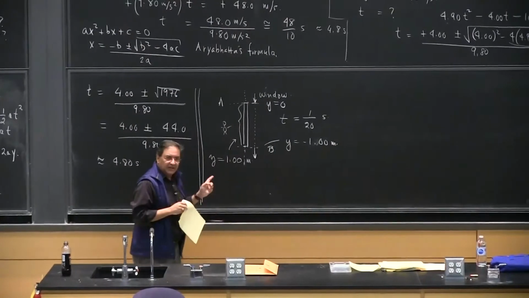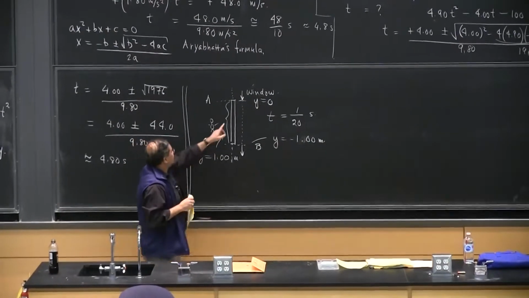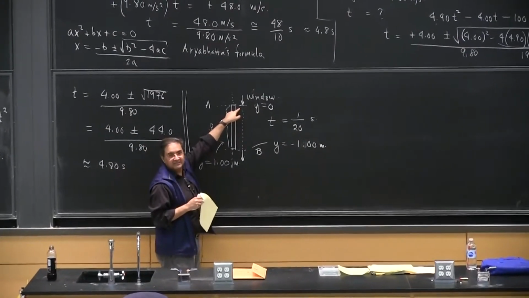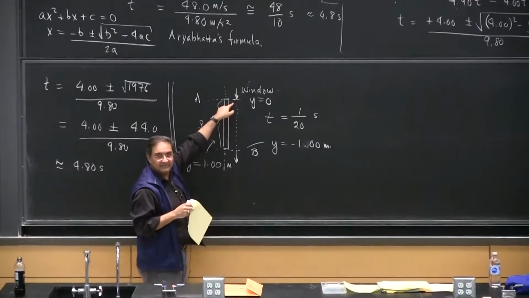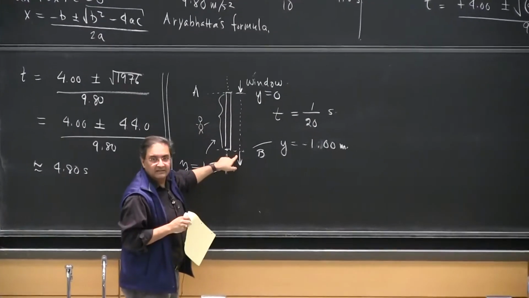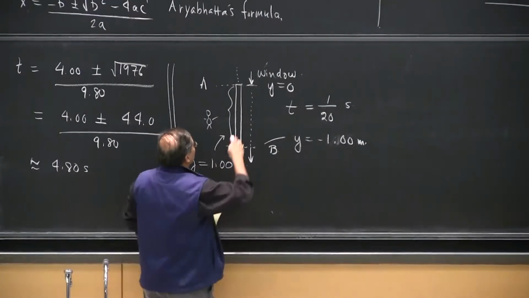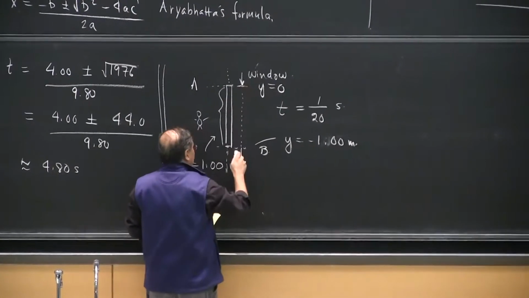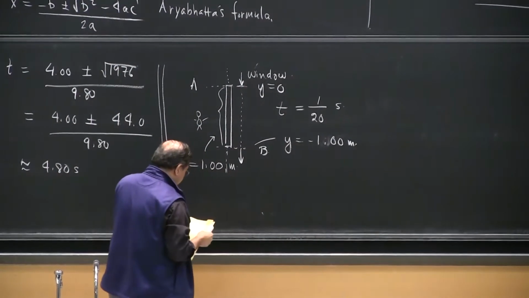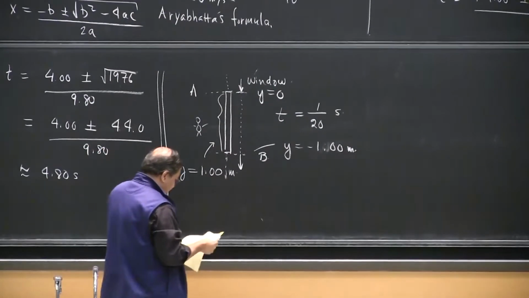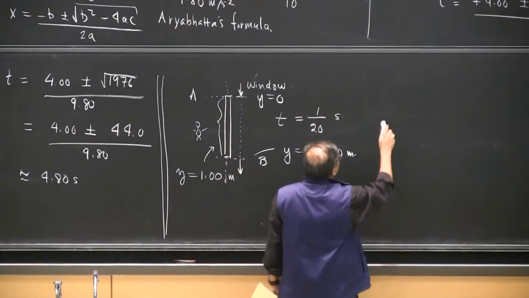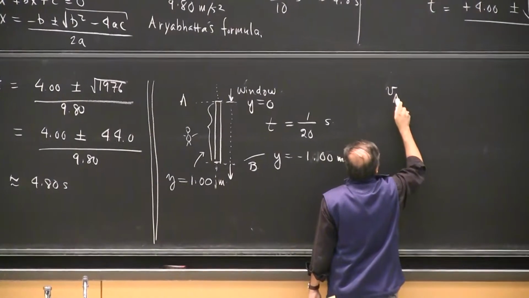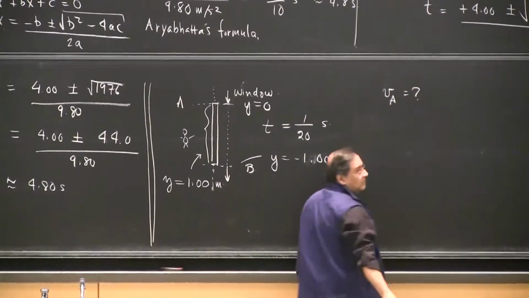Now, the trick in this problem is that this was not at rest here. This was already falling, and it continued to fall. So in other words, it had a velocity here, and it had a velocity there. Our job is to find the velocity at A. So I'll put a question mark.